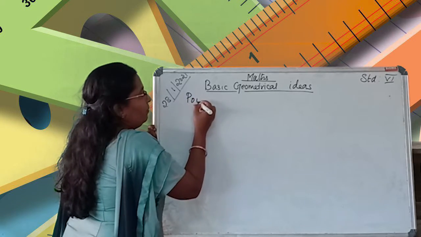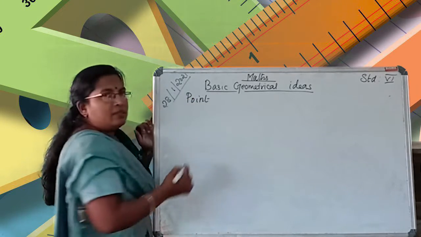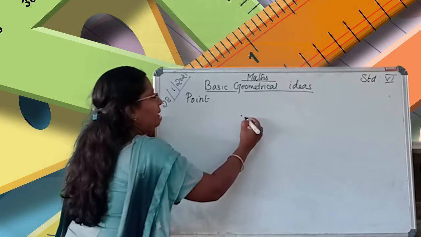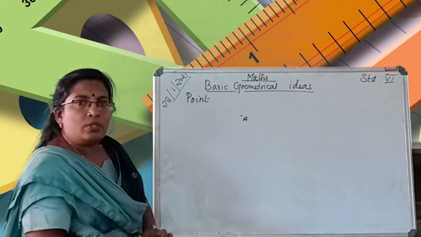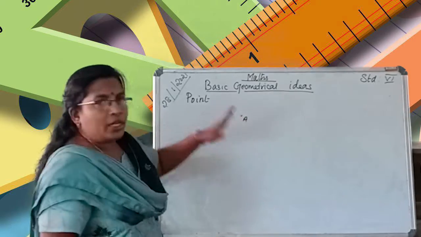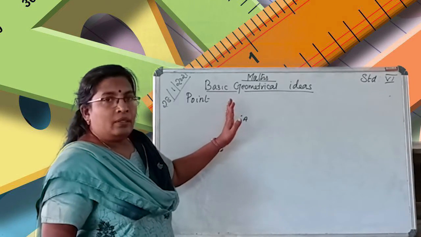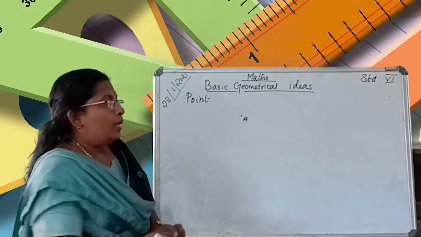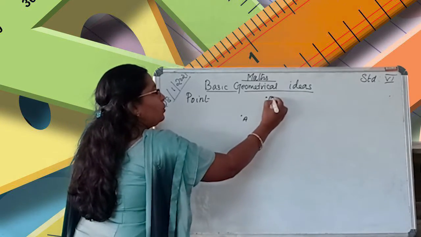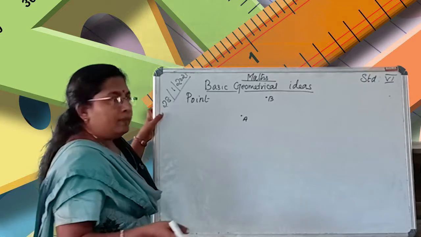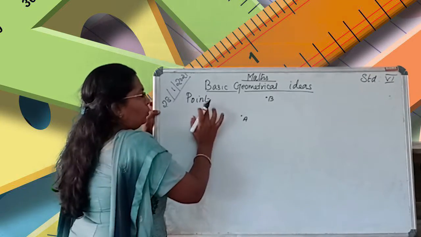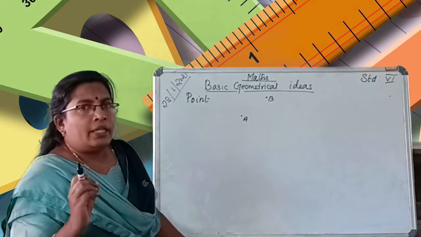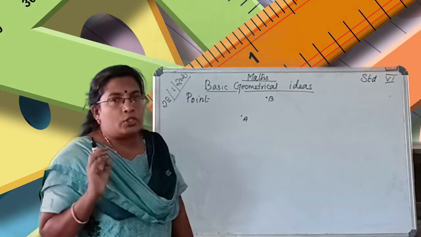We know that word point. This is a point, A. That shows a particular position. Point A is showing a particular position. Then point B. This shows another position. So the point is a dot that shows a particular position.